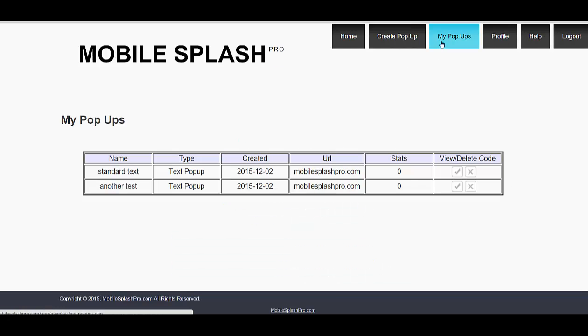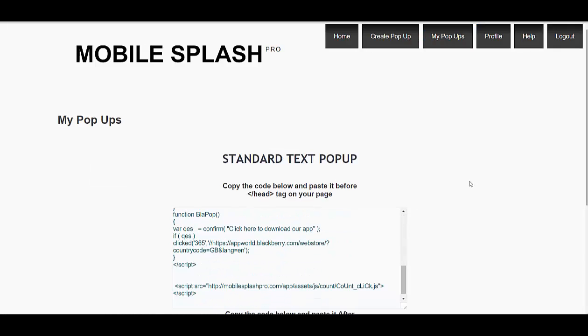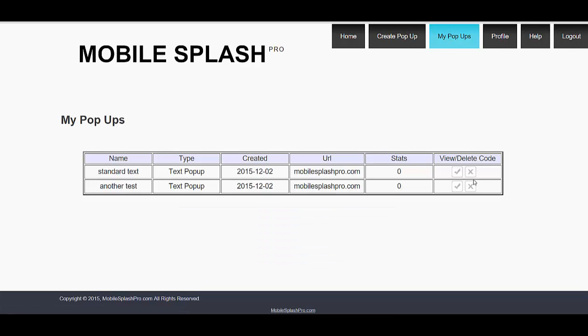Here in my pop-ups, we've got the list of all the pop-ups. We've got stats as well to show you when the pop-ups have actually been clicked through and accessed. And here we can view the text there if we needed to go and grab it for whatever reason, and here we could delete it. And that is how simple it is to set up your pop-ups. You literally just log in, create one, and then go and put the code on whichever website.